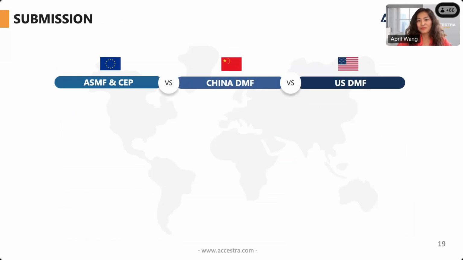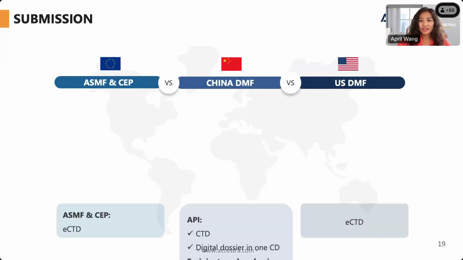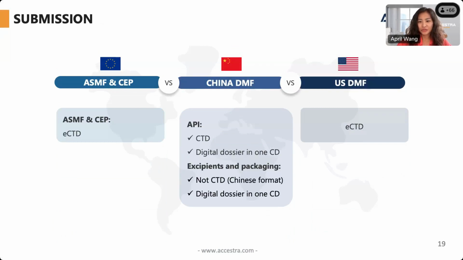Next one, the fifth difference is in how dossiers are submitted. EU and US use eCTD format, while China doesn't currently have eCTD implementation. So APIs should be submitted in CTD format and a digital version on a CD. Excipients and packaging dossiers should meet Chinese regulation format requirements and be submitted in digital version on a CD as well.